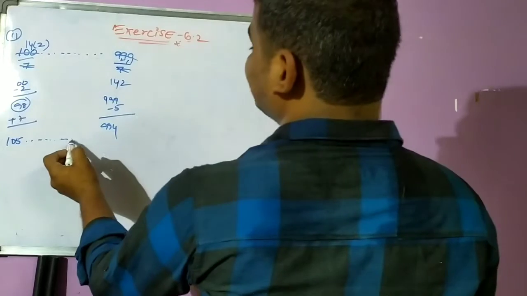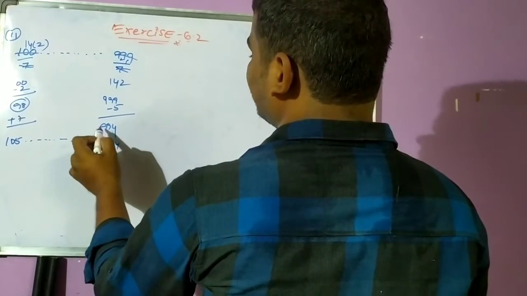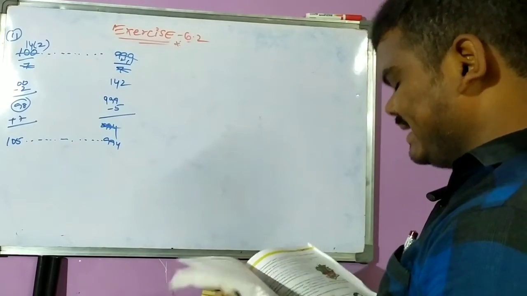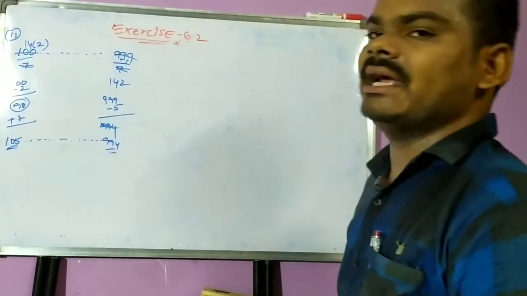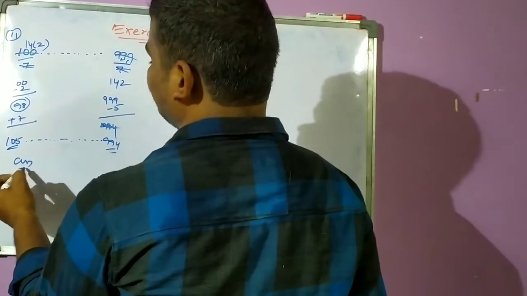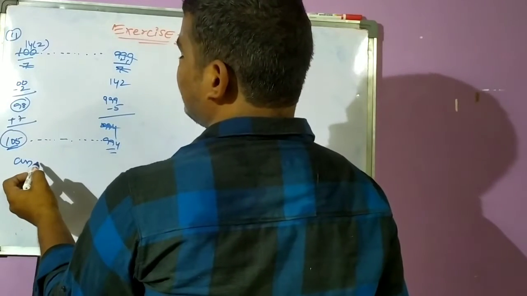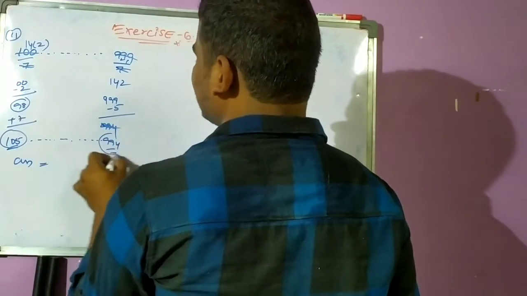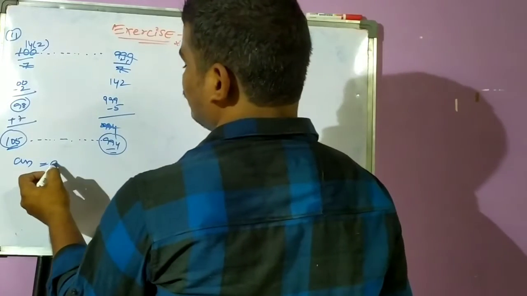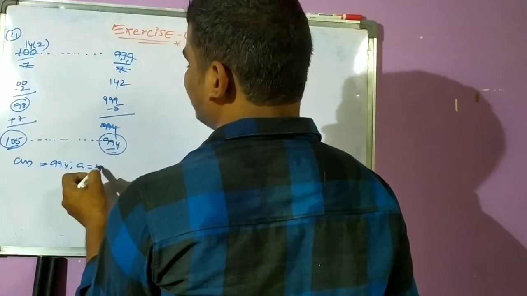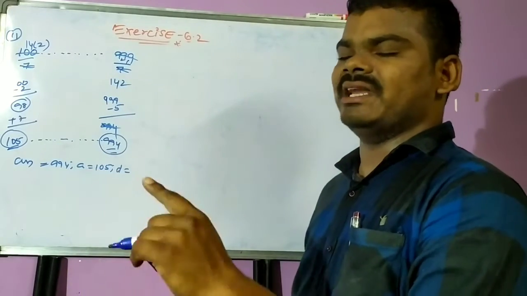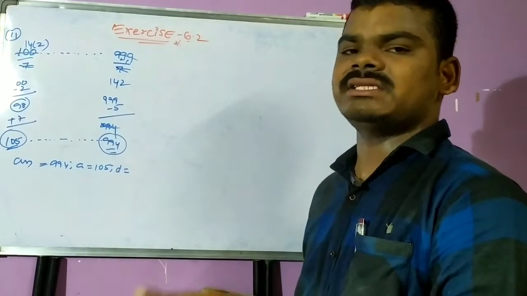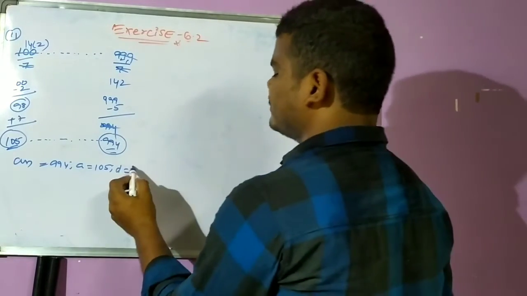So 994 is the last 3-digit number which is divisible by 7. Now, how many numbers are lying between 105 and 994? That means the nth term we need to find out. What is the first term here? 105. What is the last term here? 994. So the nth term is 994, the first term is 105. The common difference, any two numbers which are divisible by 7, the difference between them is 7. Therefore, the common difference is 7.